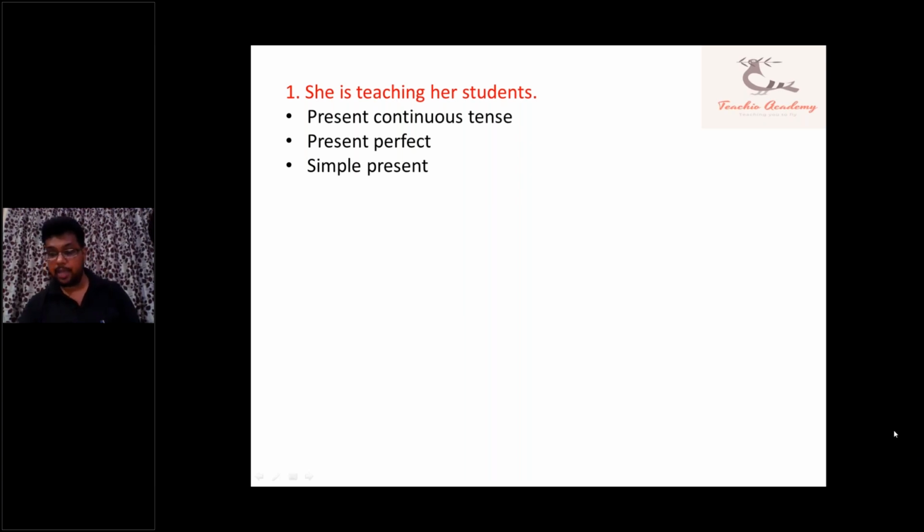So Shauna Jane replies present continuous tense. Sheila, present continuous tense. Very nice. This is the answer. This is the present continuous tense. She is teaching her students. This activity is going on continuously in the present. So, she is teaching her students. This is present continuous tense.